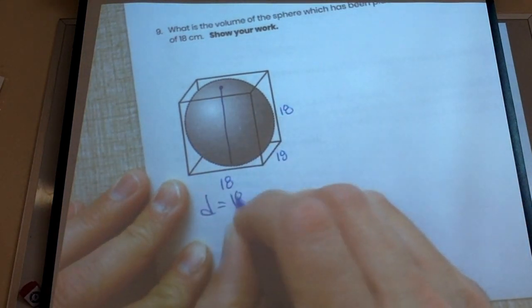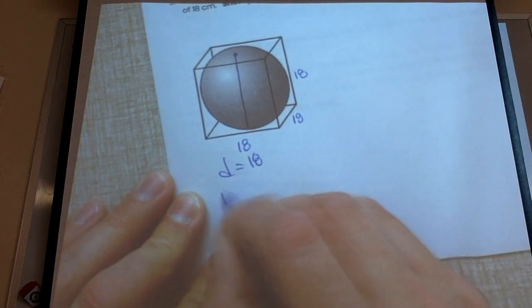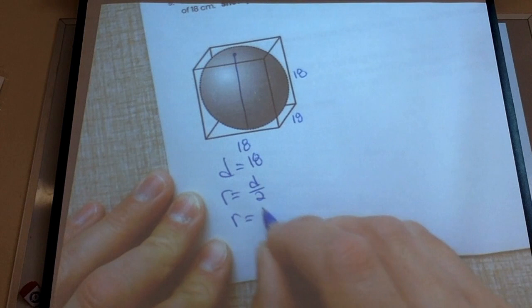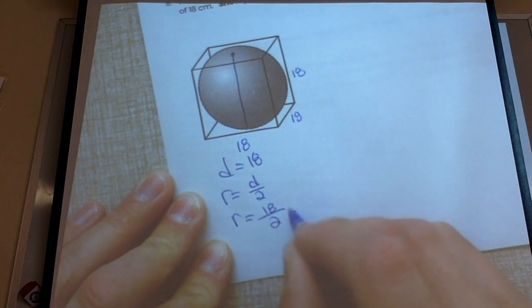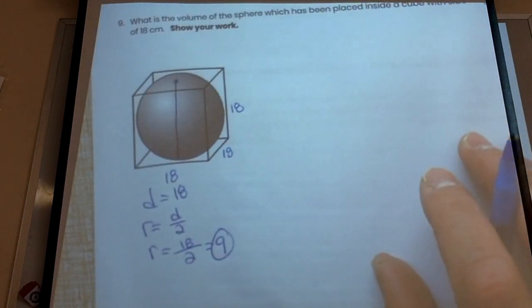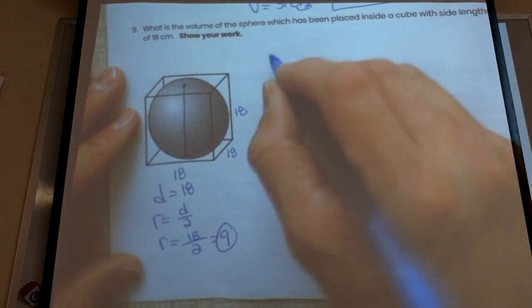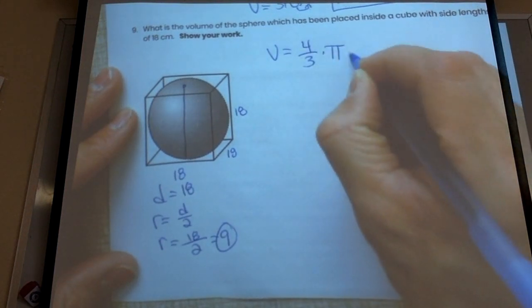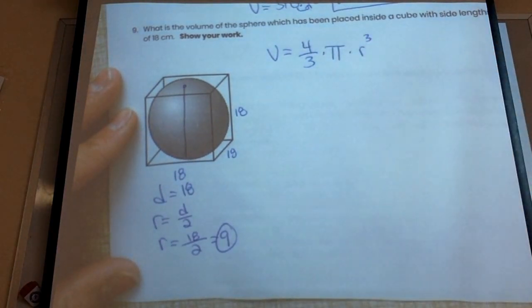Our diameter would be equal to 18. But we know to find the radius, we have to take our diameter divided by 2. So in this case, radius will be 18 divided by 2, which equals 9. So we're going to use 9 to help us in our formula. So our formula for a sphere, volume equals 4 over 3 times pi times our radius cubed.